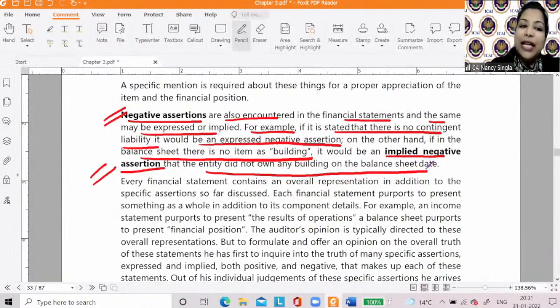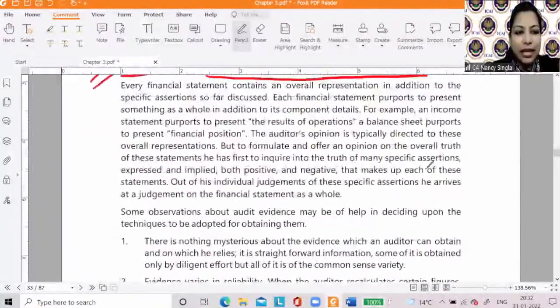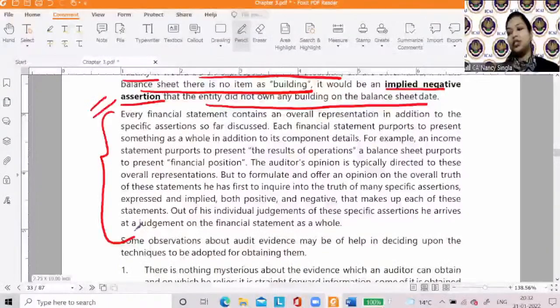They can be negative and they can be positive. Positive is what? If building is written as 1 crore. If building is not written at all, what does that imply? That there is no building, right? So this is an implied negative assertion. You can just have a read at this and see. This paragraph will summarize for you what an assertion is. This is a very beautifully explained paragraph.